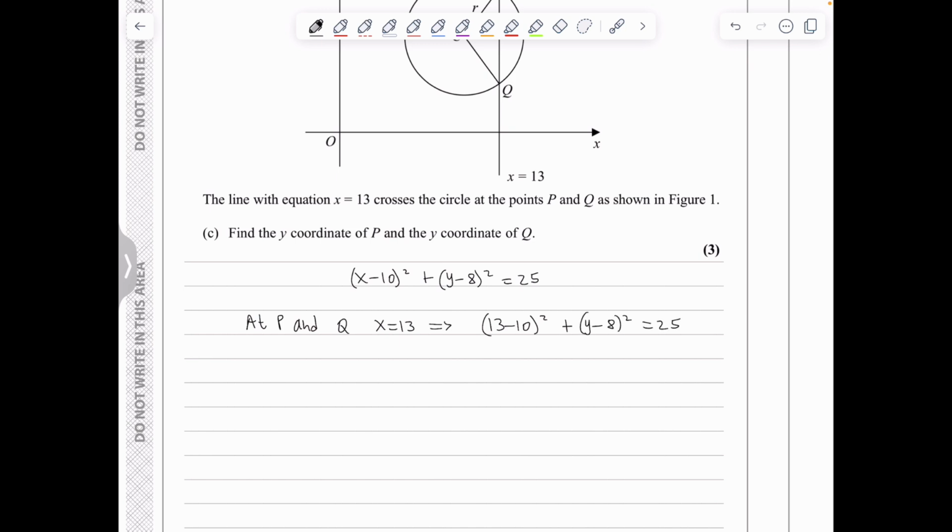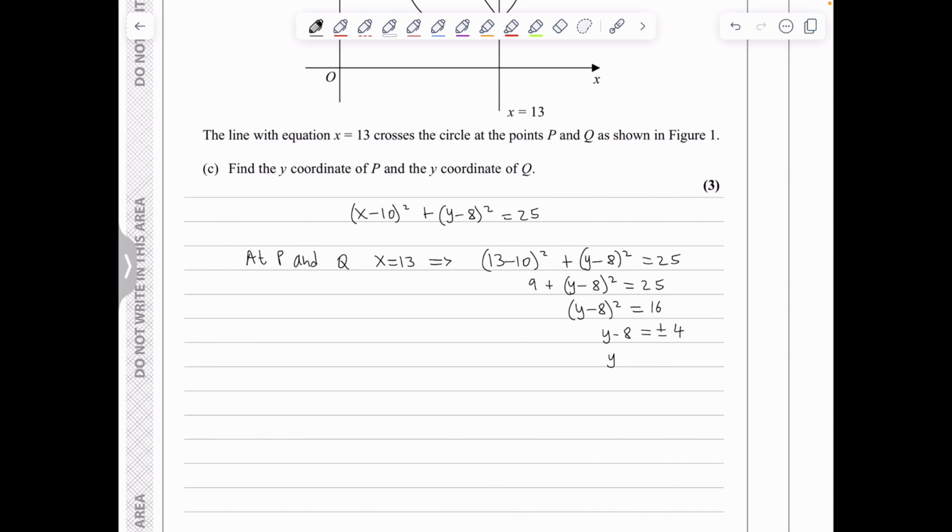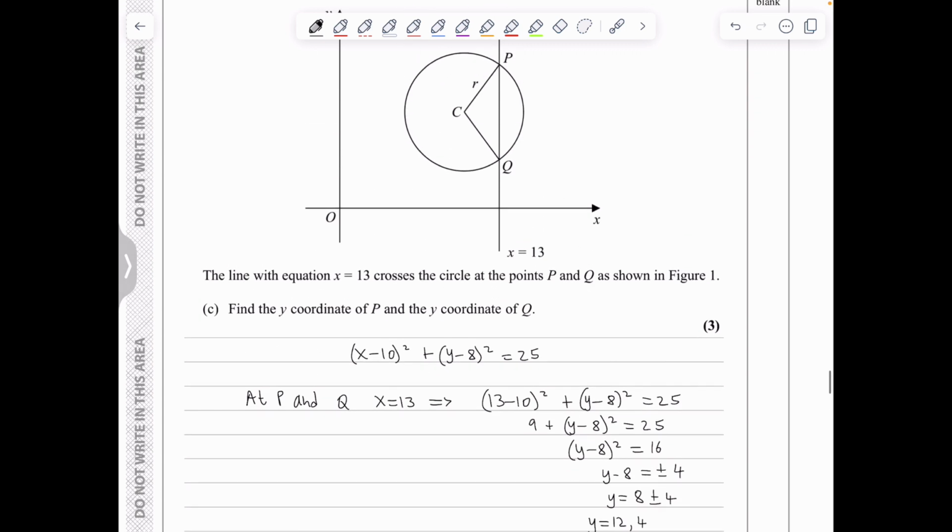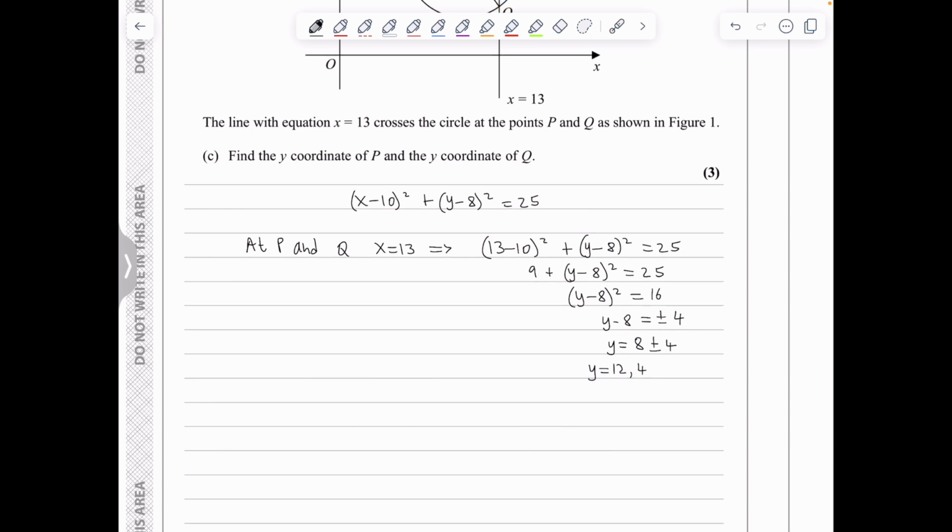This leads to 9 + (y − 8)² = 25, and therefore we've got that (y − 8)² = 16, which means that y − 8 is ± the square root of 16, which is 4, and therefore we've got that y is 8 ± 4, which means that it could be 12 or 4. Looking at the diagram, we see that P is higher above Q, and therefore we conclude that at point P, the y-coordinate is 12, whereas at Q, the y-coordinate is 4.